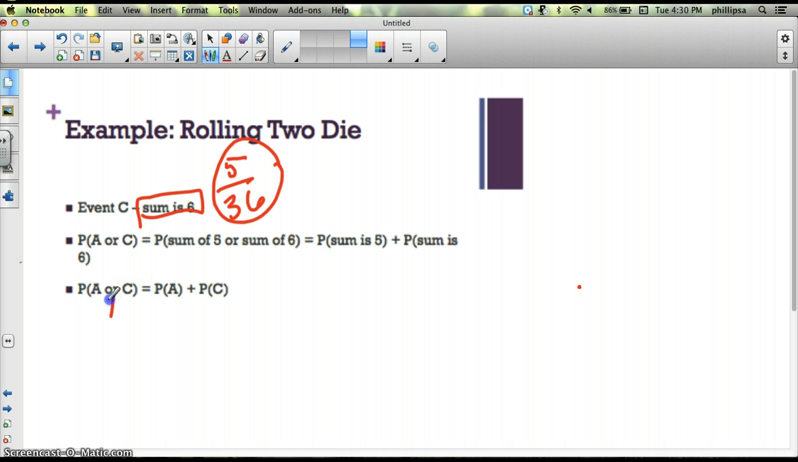Okay, so what if I asked you for the probability of rolling A or C? So A was our sum of 5, and C was our sum of 6. So what's the probability that I'll roll a sum of 5 or a sum of 6? Whenever you see the word or, it's going to pretty much increase your possibilities because you're saying one or the other is favorable. So the probability that it was a sum of 5 was 4 out of 36, plus the sum of 6 was 5 out of 36, and so 9 out of 36.